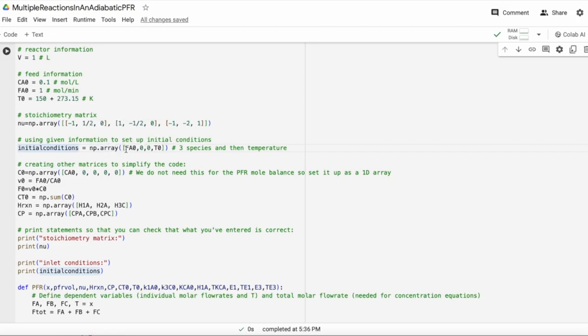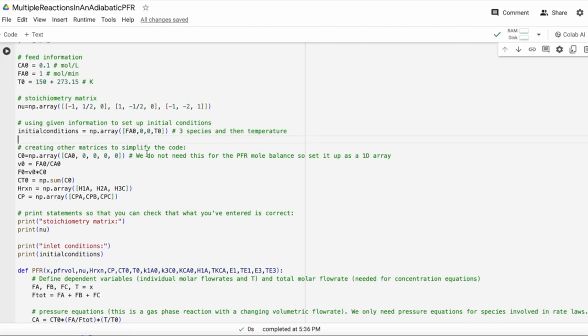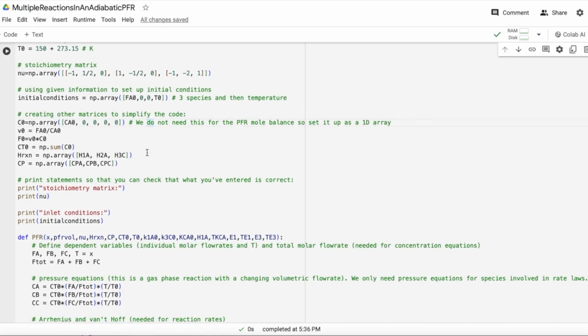Normally what I would do is have a vector here of 3 values, one for the inlet molar flow rates of A, B, and C. But I also have this temperature term, so I have to expand this by 1 entry in order to supply my initial temperature. Okay, so now I'm going to combine some of this stuff together so I can feed it to my function.